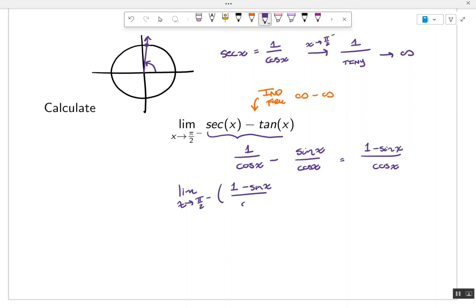Now we can check for our indeterminate form here. Cosine of pi halves is 0. Sine of pi halves is 1. So on the top I have 1 minus 1 gives me 0. So then my indeterminate form is of the form 0 over 0. Since I've justified that, I can use L'Hopital's rule.